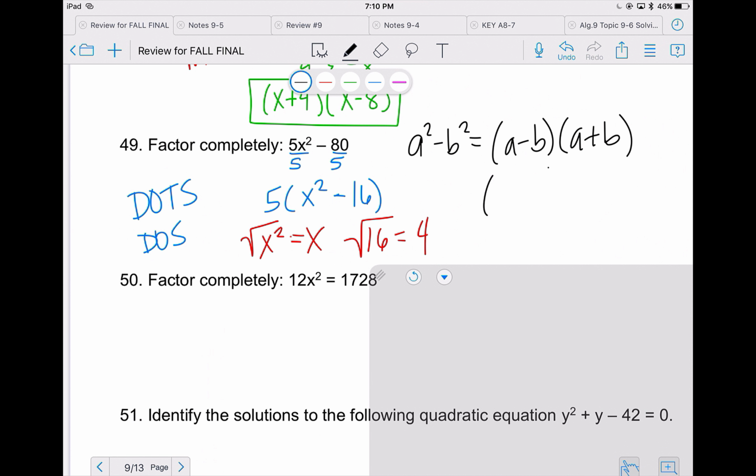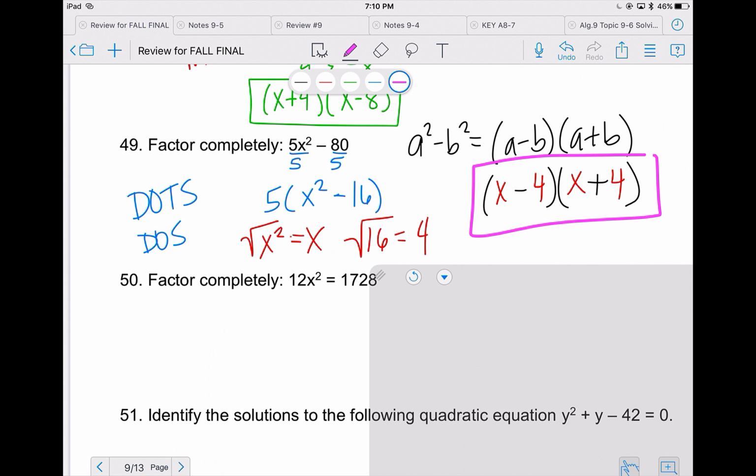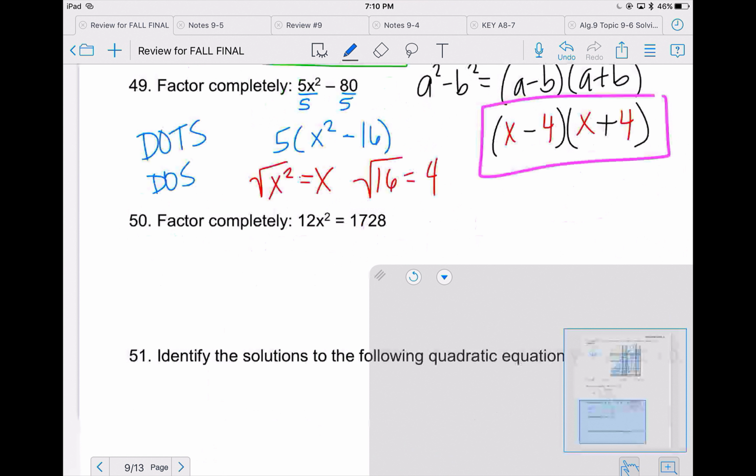So my answer is going to be x plus 4 and x minus 4. Again, that comes from the difference of two squares formula. We just need to get rid of the squared. In order to get rid of the squared, we take the square root. The square root of x squared is x. The square root of 16 is 4. Plug them in as we see them.